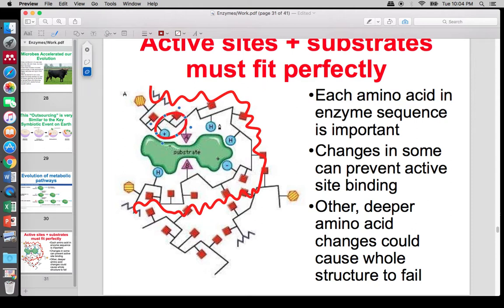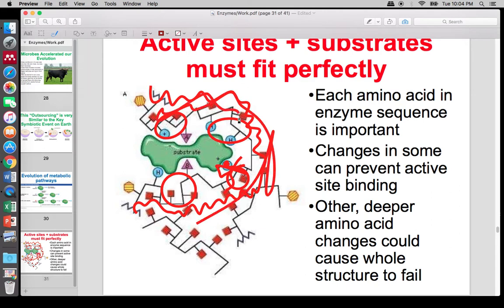If you change any of these amino acids and you change the little group that they have, for example, that's a negative group right there. These are hydrogen bonds that are going to form. These are positive groups. See how the substrate negative goes to the positive, and vice versa here. If you change any of these and you erase this one and you mutate it or something, the whole thing can go down because you no longer have an active site.